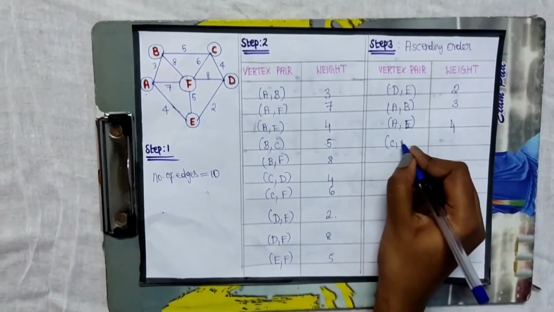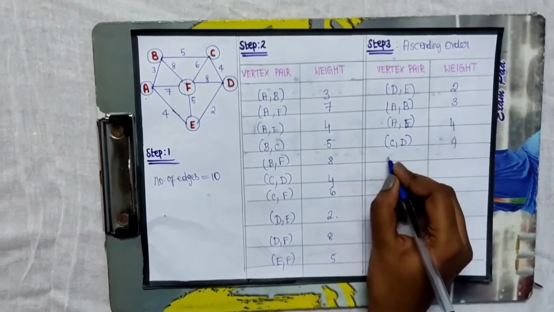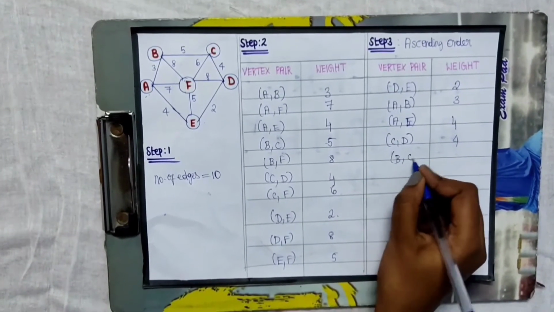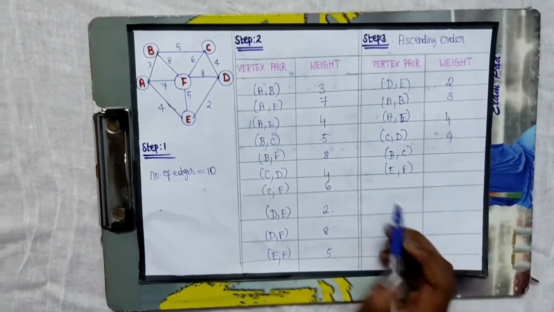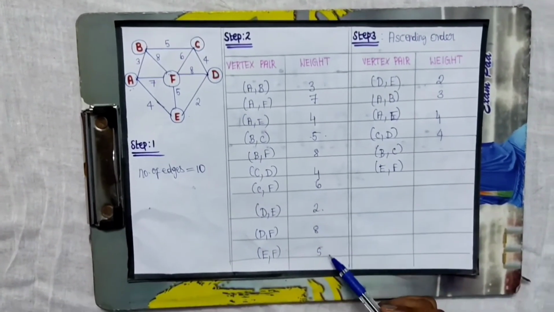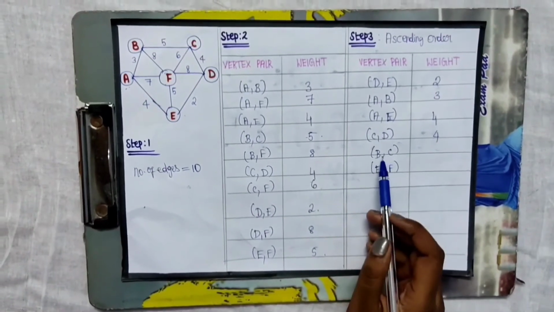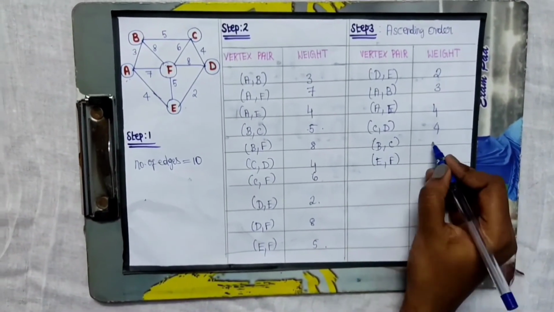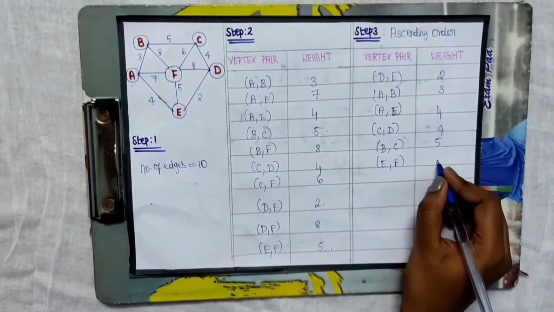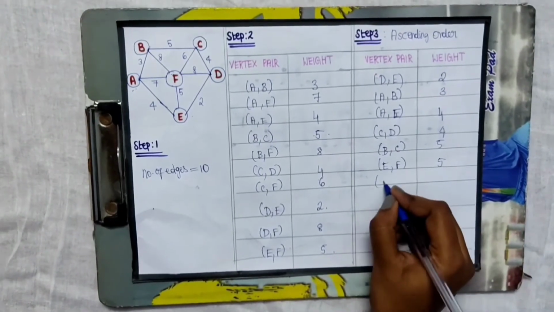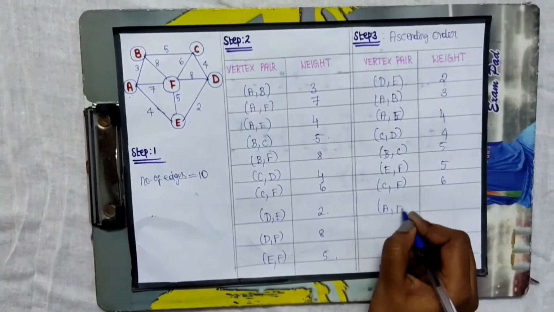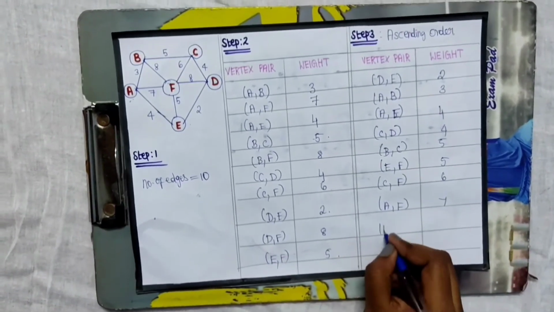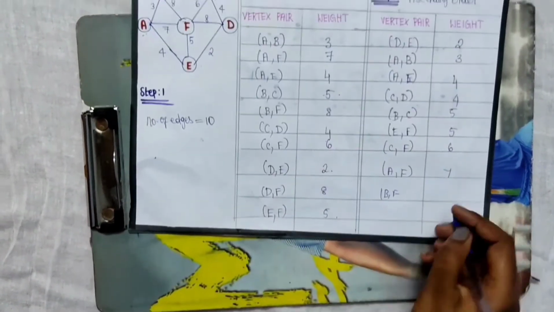Then C, D, that is 4. Then B, C and E, F is also having the same weight of 5 and 5. So you can give first preference to B, C, that is 5, and E, F is also 5. Then C, F, that is 6. A, F is 7 and B, F is 8.